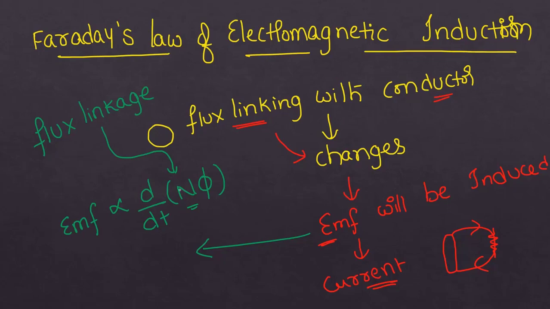Normally we have taken one conductor. A turn is nothing but two conductors. This is one turn. If there are n number of turns, then we call that N. Now, N number of turns into flux is called flux linkage. So this is the equation: EMF is equal to N times d phi by dt.